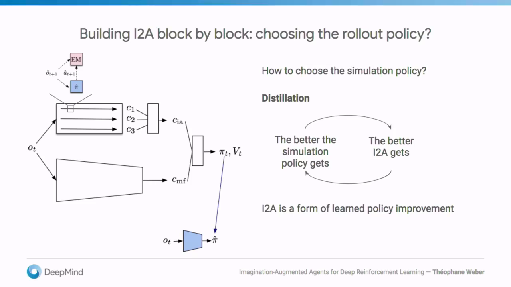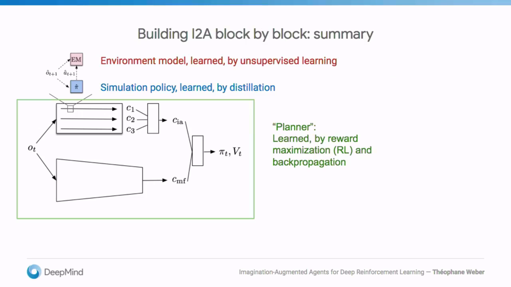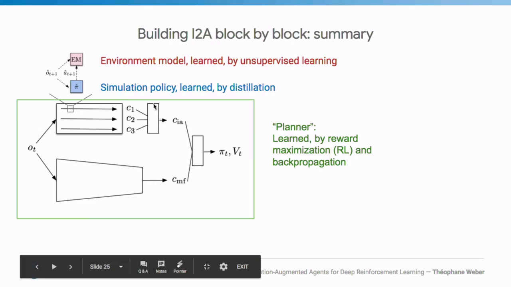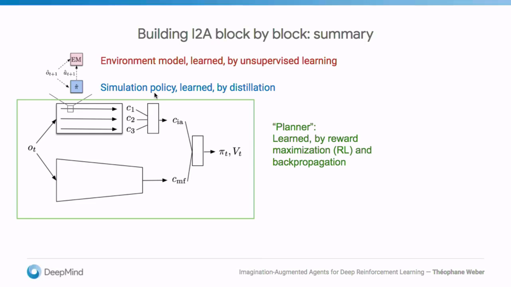And the hope is that we create here effectively a virtuous circle. The better the simulation policy is, the more informative the rollouts will be. The more informative they are, the better I2A will get, and then through distillation, the simulation policy will get better. In that sense, you can think of I2A as a form of learned policy improvement operator, and it's related to meta-RL. So now going back to this diagram, what are we learning? The environment model is learned by unsupervised learning. The simulation policy is learned by distillation, and the planner, in a sense, is learned by reward maximization and backpropagation. So that component, in a sense, is learned purely to maximize reward. It does not trust the model.